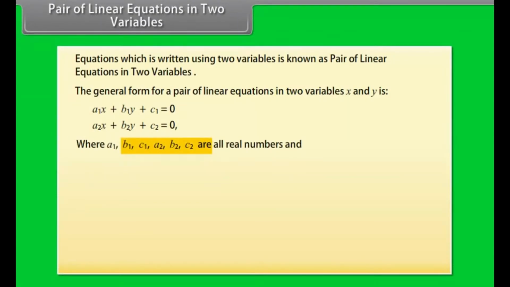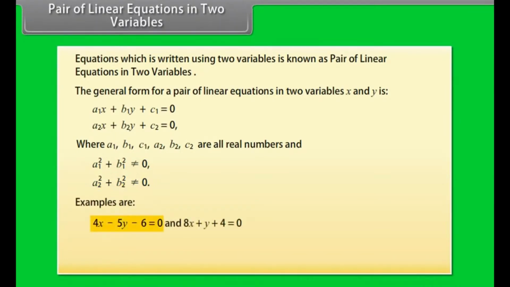where a1, b1, c1, a2, b2, c2 are all real numbers and a1 square plus b1 square is not equal to 0, a2 square plus b2 square is not equal to 0. Examples are 4x minus 5y minus 6 is equal to 0 and 8x plus y plus 4 is equal to 0. x plus y is equal to 12 and 7 is equal to y.